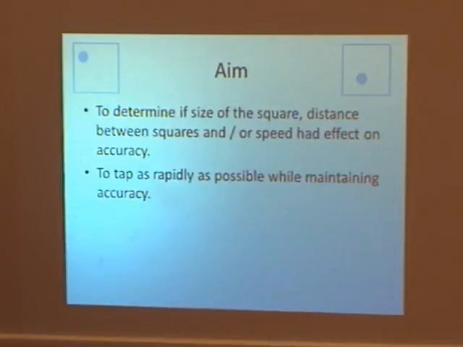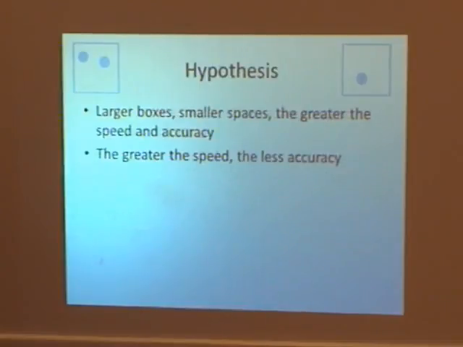We aim to determine if the size of the squares and the distance between the squares and or the speed had an effect on the person's accuracy. We hypothesize that as the size of the box increases and distance between the boxes decrease, the speed and accuracy will increase.